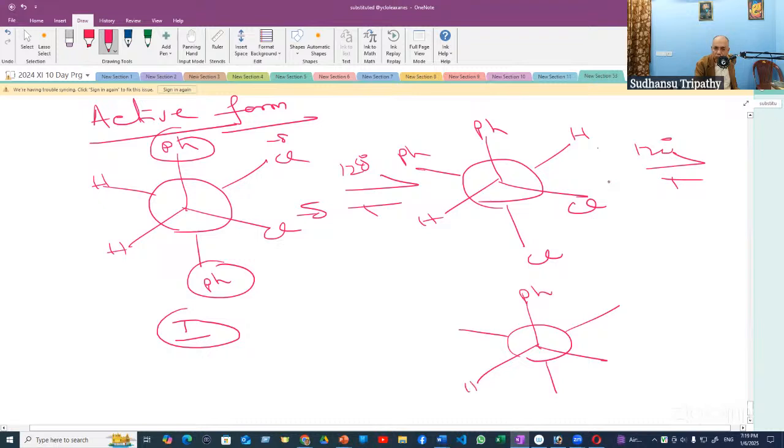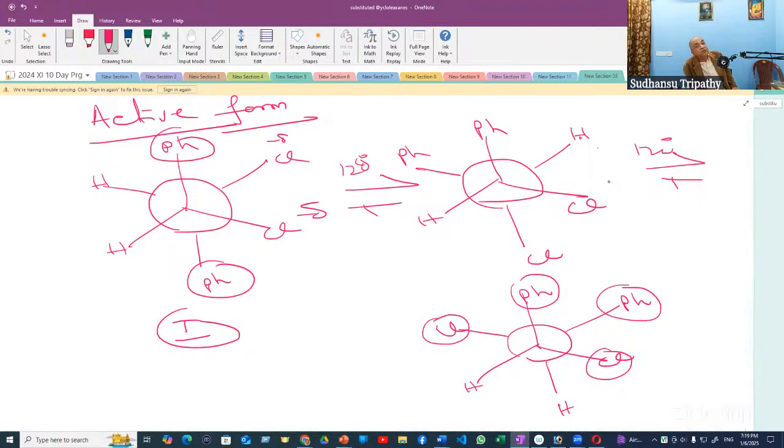And then chlorine will come here, phenyl will go here and hydrogen will come here. Now here chlorine is opposite, but phenyl has gone close. These three are completely different forms. No one has the same energy.